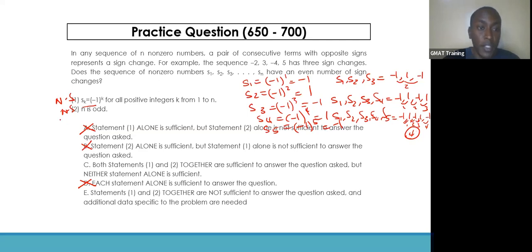And therefore, combined, these two statements are sufficient. And therefore, we'll have C as the answer and E as out. We'll have C as the answer to this question.